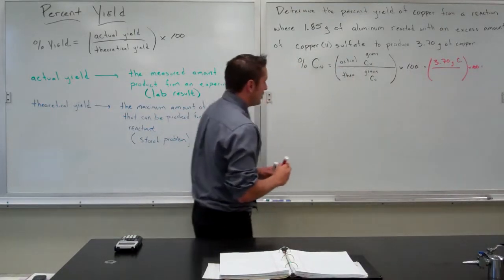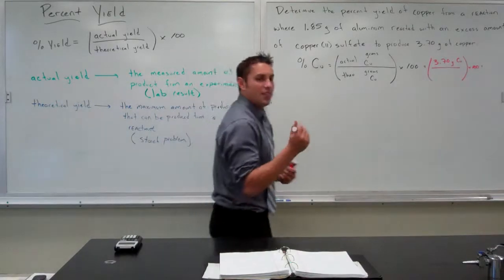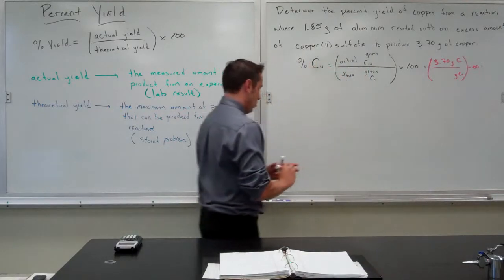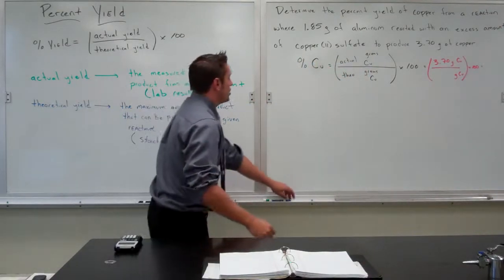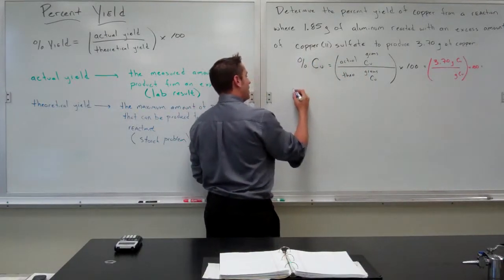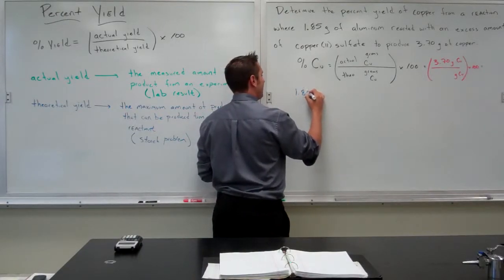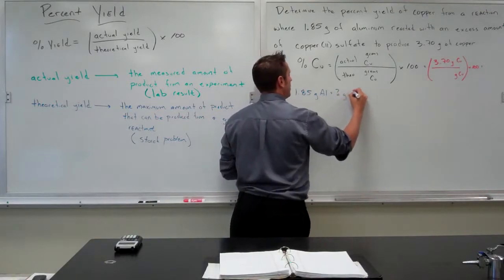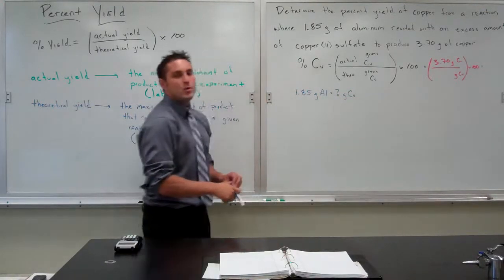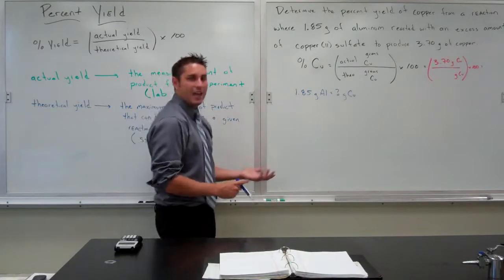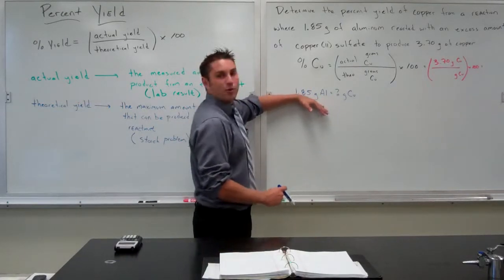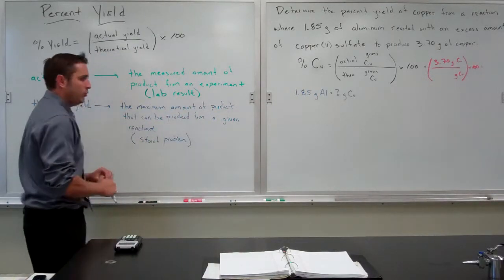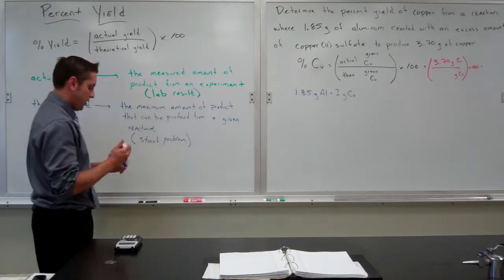So what I need to do is I need to find the theoretical grams of copper. Well, the only other piece of information I have is that I've got 1.85 grams of aluminum. I want grams of copper. So you can see how this is shaping up to be a stoichiometry problem. I have grams of one thing, I want grams of another. I'm going to have to do a bracket problem for that to occur.